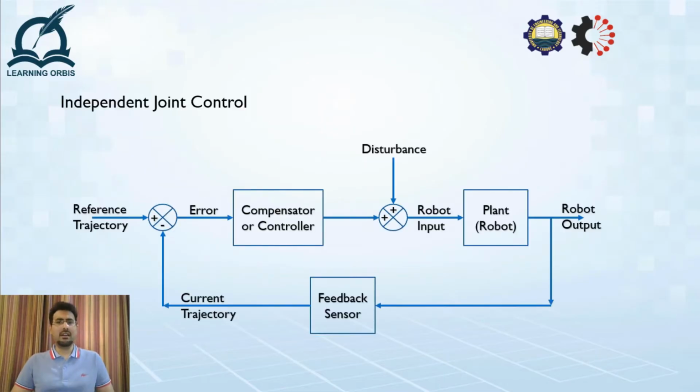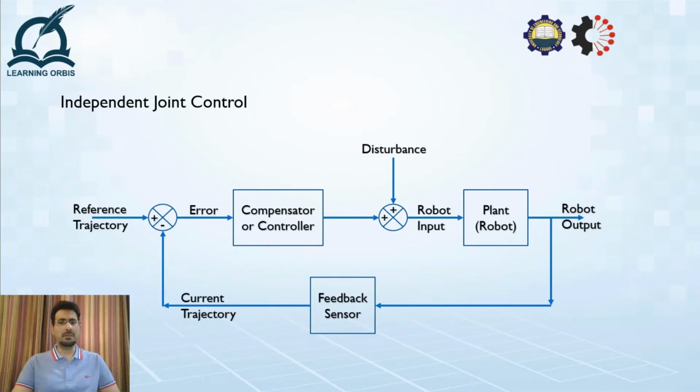So dear learners, there are basically two types of controls for robots. First one is independent joint control, in which we treat each joint as a separate independent system. And in the second one, we treat the complete robot as one system and try to control all joints through a single multi-input, multi-output controller. For this video, we are going to discuss independent joint control. We are going to have a separate controller for each joint.